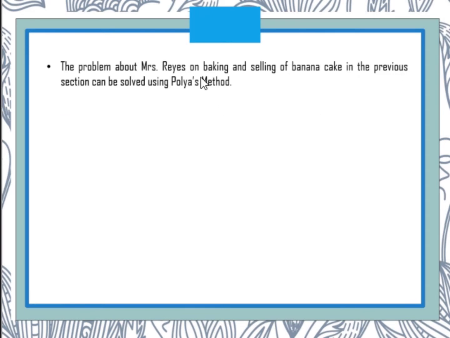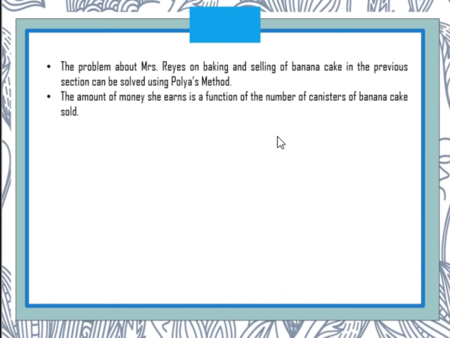Yung problem tungkol kay Mrs. Reyes sa kanyang pagbebenta ng banana cake ay pwede nating gamitin ang Polya's method. Dito, ang amount ng pera na kanyang kikitain ay nakadepende kung ilang canister ng banana cake ang pwede niyang maibenta.